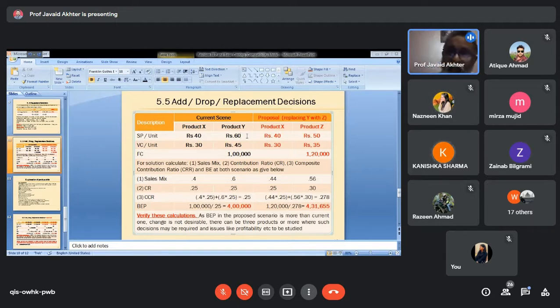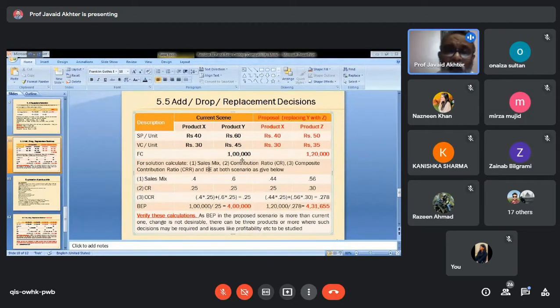Is it based on certain assumptions, or am I saying it for the first time? Yes, sir. It is based on an assumption of break-even point. What is that? That sales mix always remains constant. Correct. You're right.